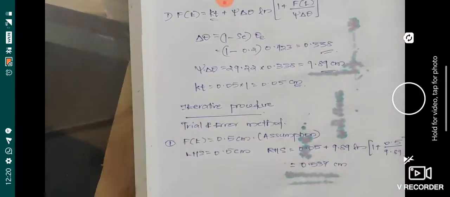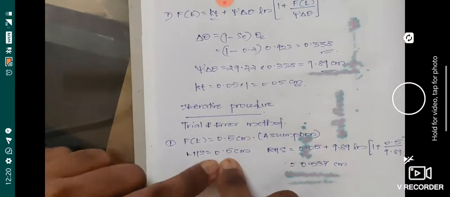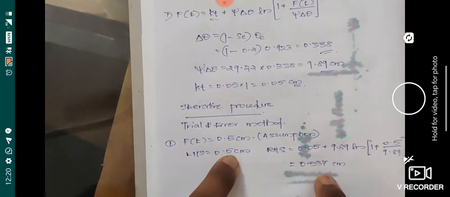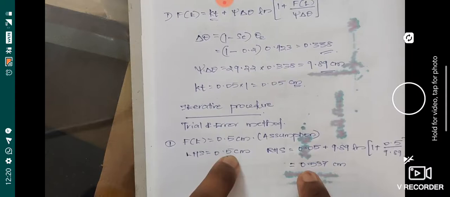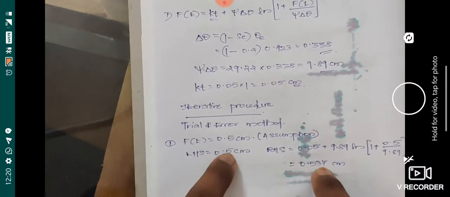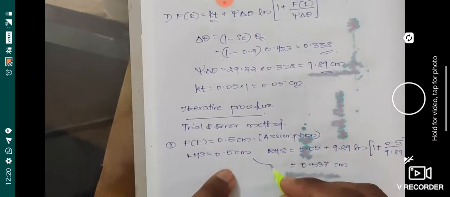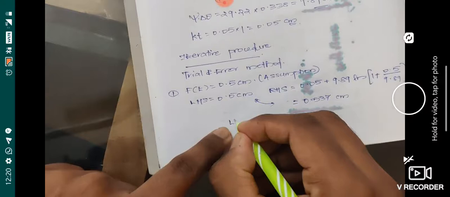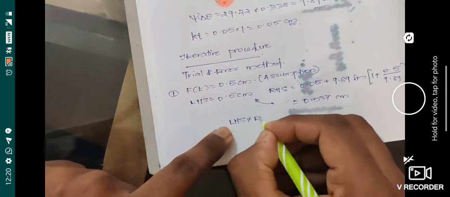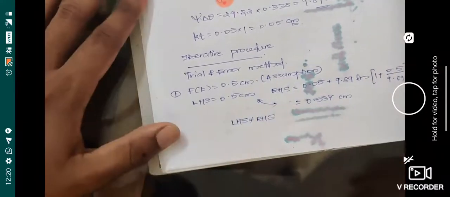See, your value has to be the same value. Whatever you are getting in RHS and LHS, it has to be correct up to 2 decimal points, at least 2 decimal points. See here, 0.53, here 0.50, isn't it? Here it's 0.50, here it is 0.53. It is not equal to 2 decimal points, so this LHS and RHS are not equal. So here LHS is not equal to RHS. So your assumption is wrong.